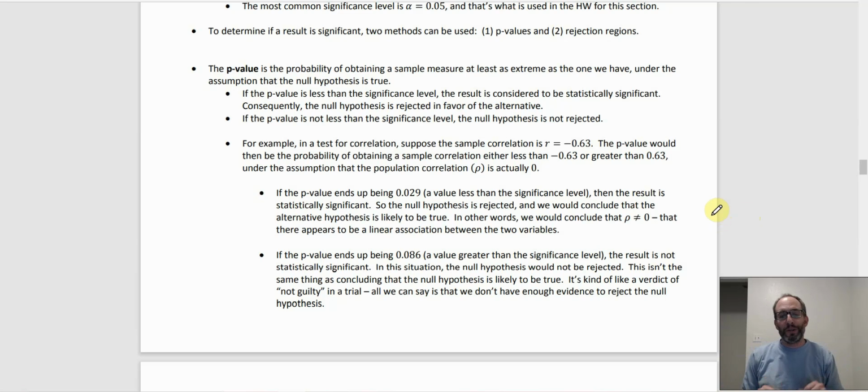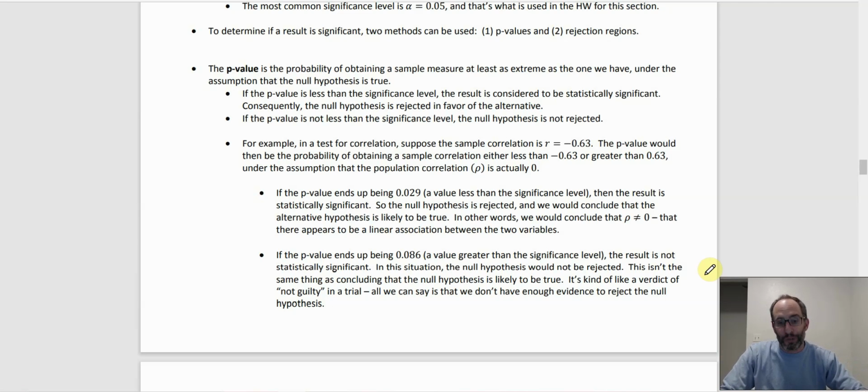Otherwise, if the p-value is too big, if it's not less than 0.05, like if it's 0.086, like in this last bullet point, then you would say that you don't have a statistically significant result, and that means that you can't reject the null. However, that's about as far as you can go. You can't then extend that to saying that you accept that the null is true. That statement's too strong. From a logical perspective, that's just a bridge too far, so to speak.